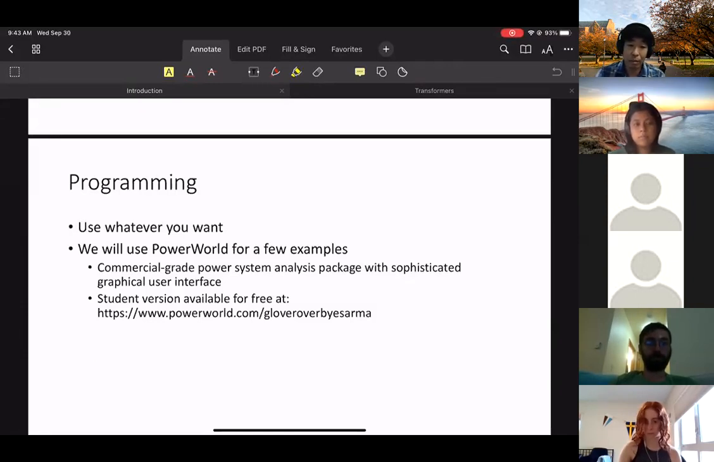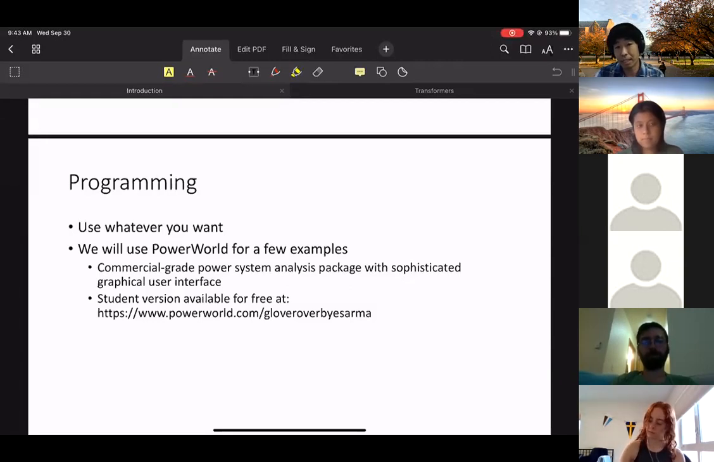The only thing we'll use a couple times in this class is something called PowerWorld. PowerWorld, if you haven't seen it, is a standard tool used in industry. It's a pretty old software, so if you download the demo version, you'll see it's not very new. The graphical interface is showing its age. But because it's so standard in the industry, we'll use it for some examples.